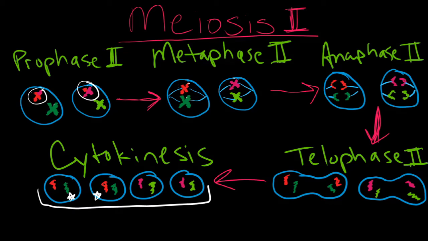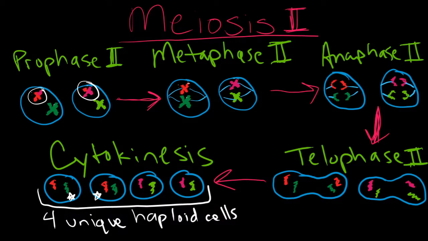So what we actually end up with is that these cells down here, all 4 of them, are unique. They are not identical in DNA in any way. So 4 unique, again, haploid cells. All right. Now, we said this was a male, and so in this male, if everything goes according to plan, all 4 of those will develop into mature sperm cells.